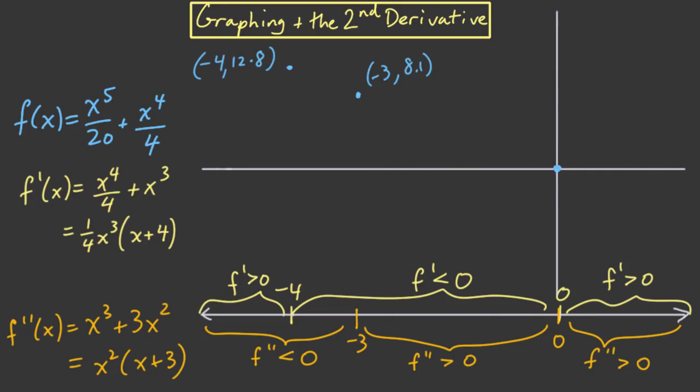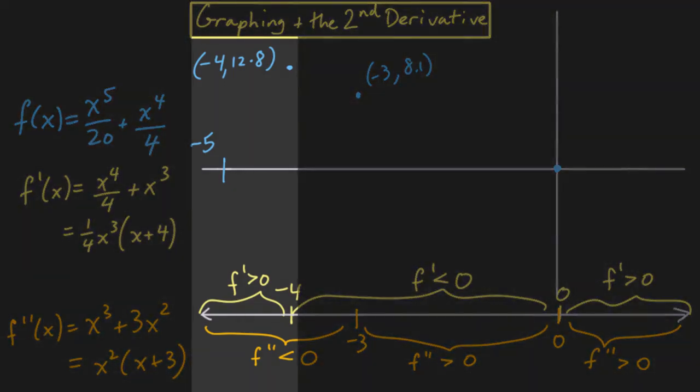There's another point where the graph also hits the x-axis. If we just factor f, then we'll see that x equals minus 5 is the other root. Now that we have these points to guide us, we can start filling in the curve. We'll start on the left. From minus infinity to minus 4, f is increasing and concave down. So it's going to look like this.